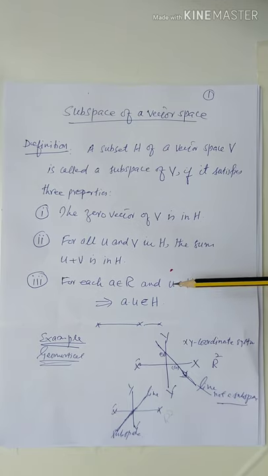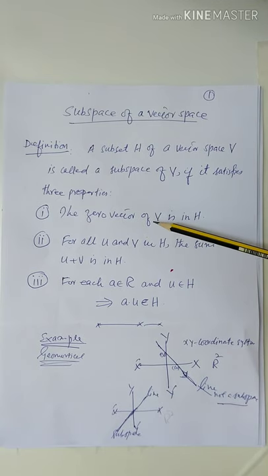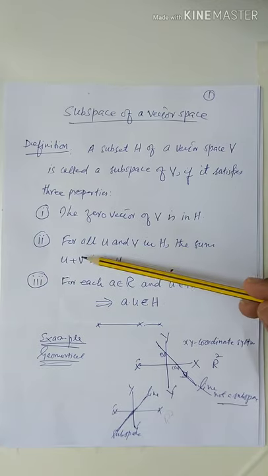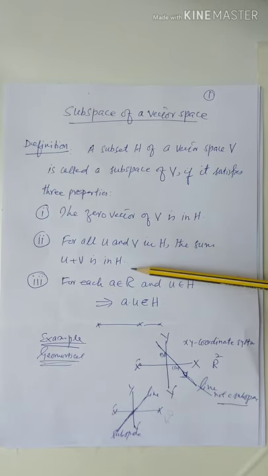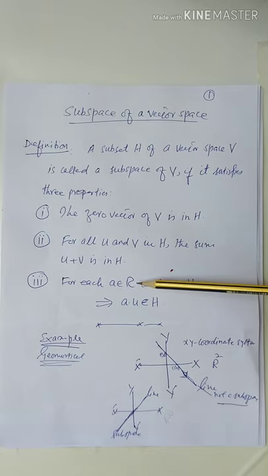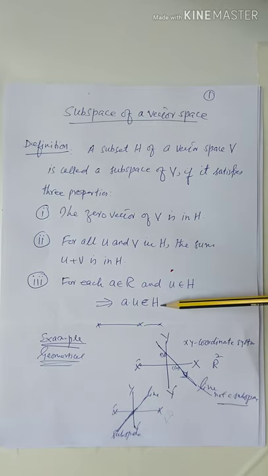So first, we need the zero vector of V in H. It means first we will check whether the zero vector is in H. Second, we will take two vectors u and v in H, and sum them, that is u plus v, and if the sum is again in H, it means the second condition is also satisfied. For the third condition, we will take any real number a and any vector u, and if we multiply a with u, it should again belong to H.